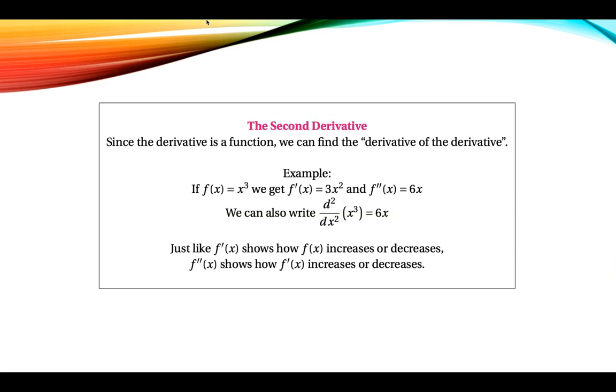Okay, since the derivative is a function, we can find the derivative of the derivative. So, for example, if f of x equals x cubed, the derivative is f prime of x equals 3x squared. And then we can take the derivative of 3x squared, just apply the power rule one more time, and you'll get 6x to the first, or just 6x. So just like f prime of x shows how f of x increases or decreases, f double prime of x, the second derivative, shows how f prime of x increases or decreases.